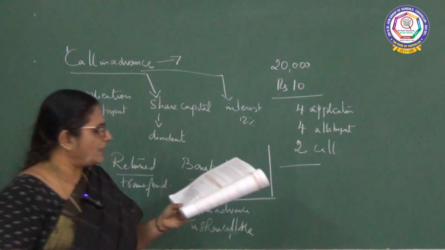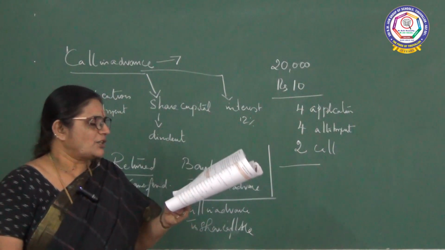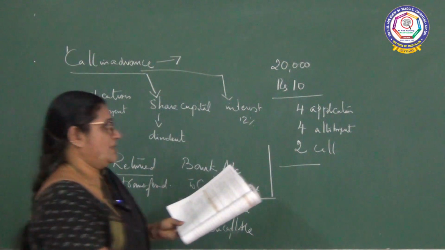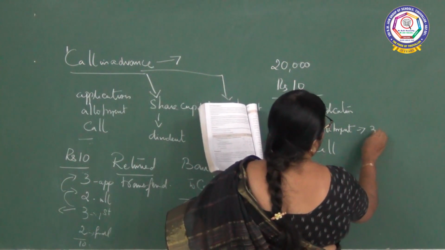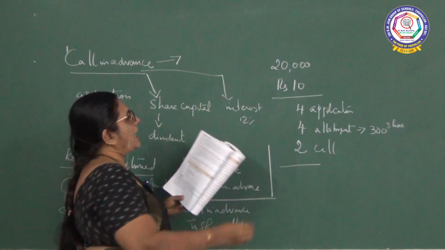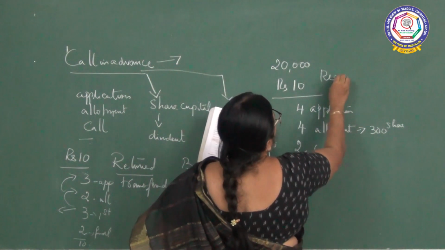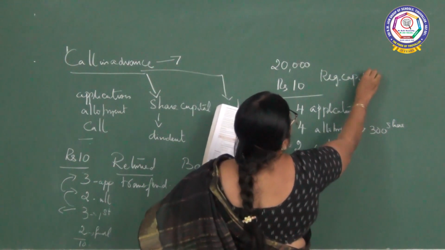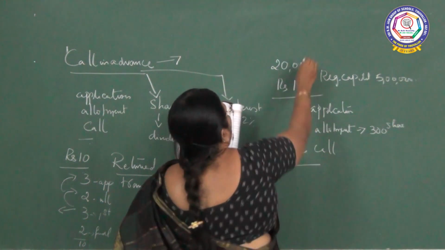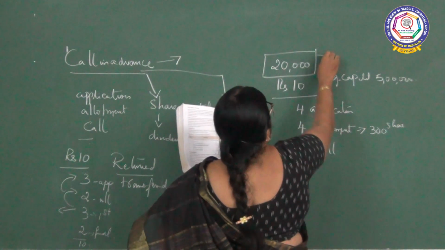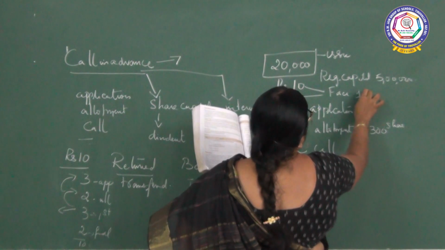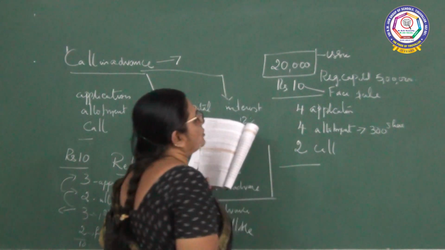The problem says all the money payable was duly received, but on allotment a shareholder paid the entire balance on his holding of 300 shares. So in this allotment he paid the balance on 300 shares in advance. The registered capital is 5 lakhs, and 20,000 is what the company is going to issue. This is your face value.